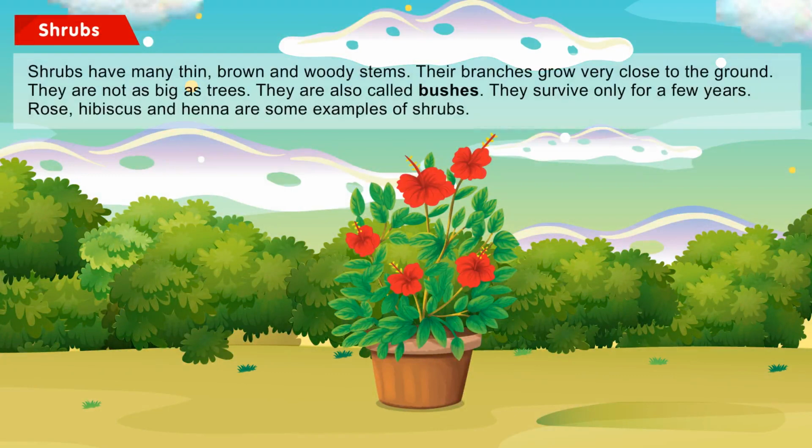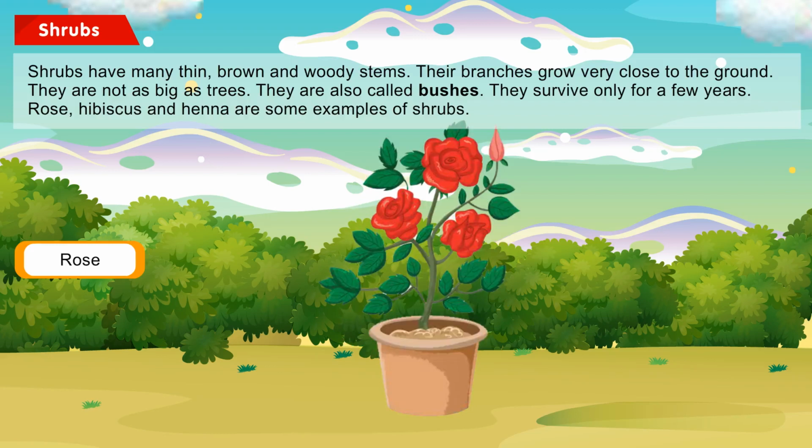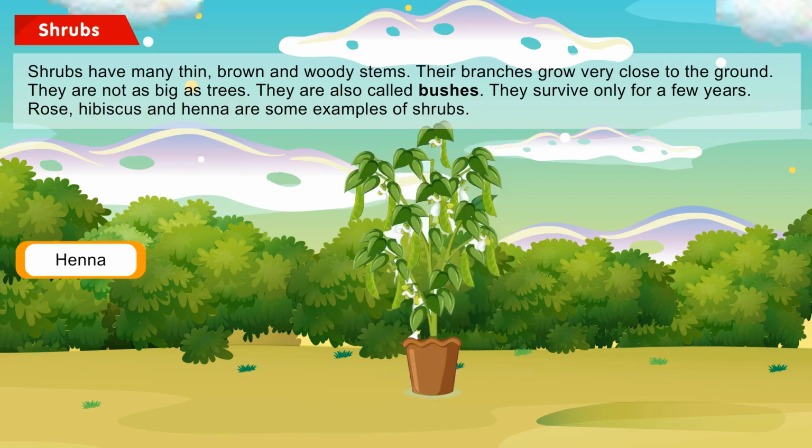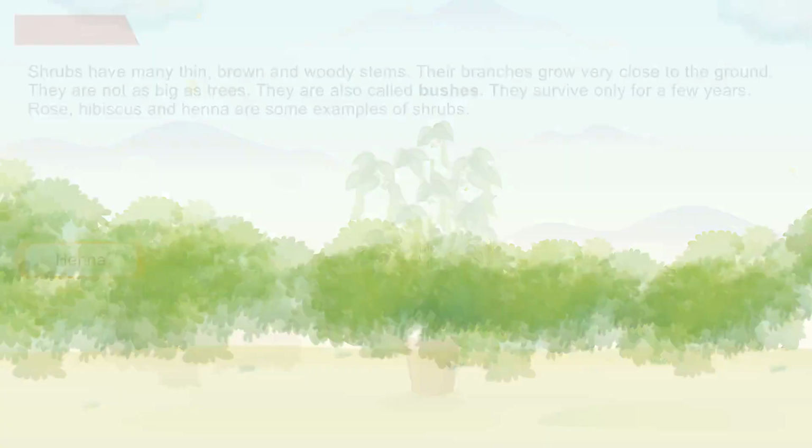Shrubs. Shrubs have many thin, brown and woody stems. Their branches grow very close to the ground. They are not as big as trees. They are also called bushes. They survive only for a few years. Rose, hibiscus and henna are some examples of shrubs.